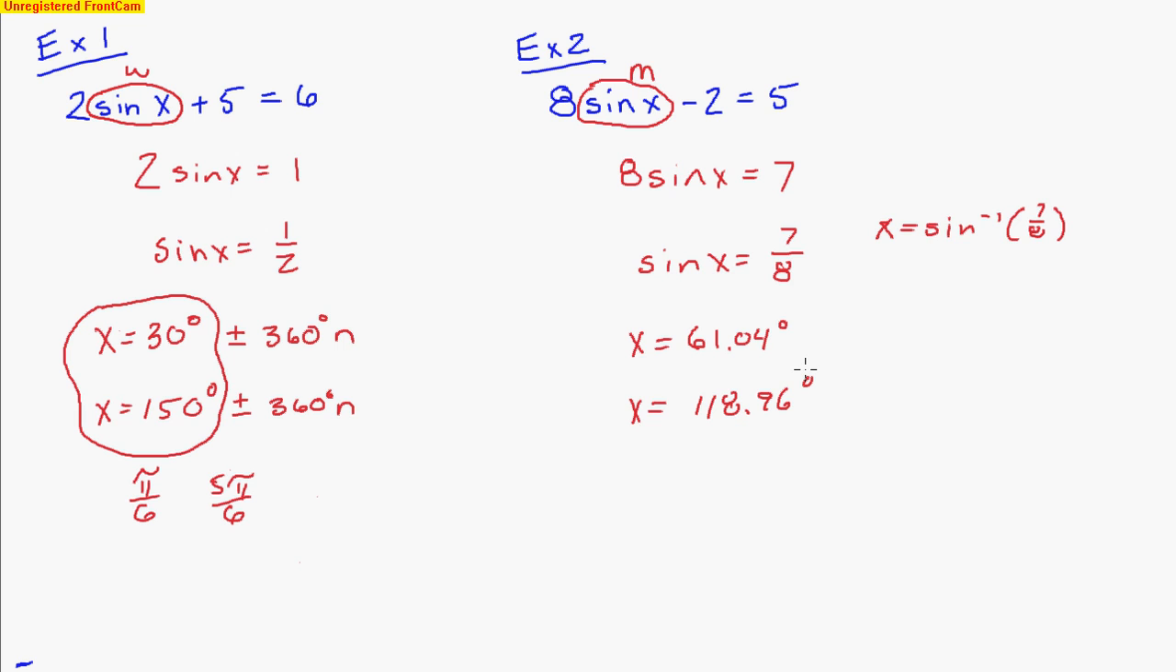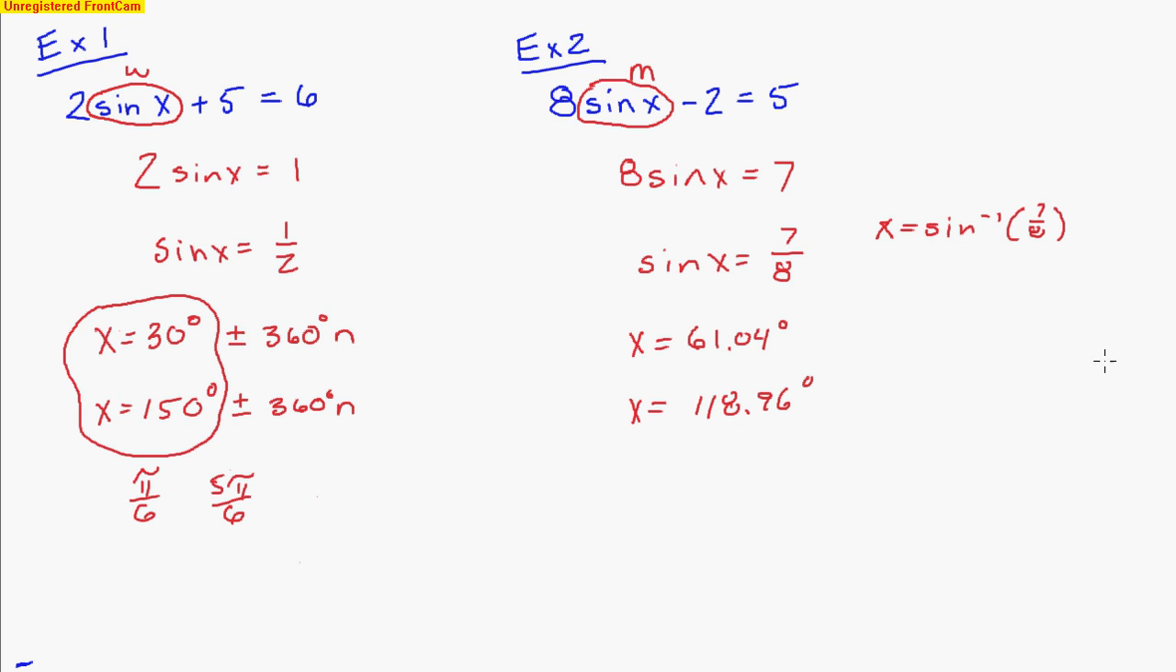Now, pretty cool, you can check your work. Just type in sine of 61.04, right? Regular sine, not sine inverse. And you should get something very, very close to 7/8. It's not exact because we rounded. Same thing, do sine of 118.96 degrees on your calculator. And again, you will get something very, very close to 7/8, which is 0.875. Might not be exact because of rounding, but it should be pretty darn close.